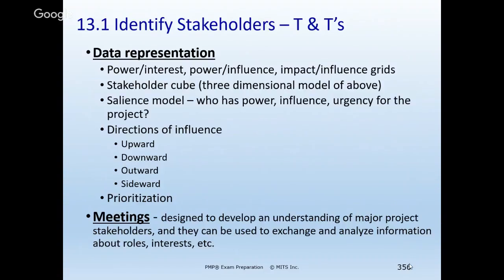The salience model is the idea that we're most interested in people that have a lot of power and influence. We talk about different directions of influence: upward, downward, outward, sideward. Sideward was a term I hadn't seen before. Usually we talked about horizontal influence. I guess that's where they thought it would help us understand this. Of course, we'll probably have meetings to pull together a lot of this information.